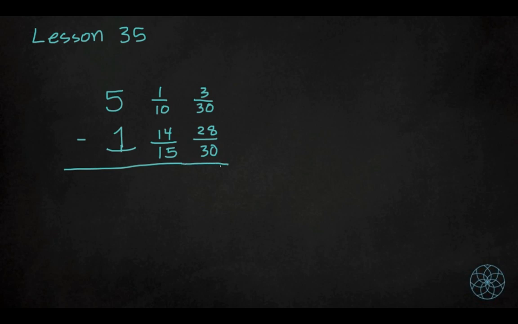So now it seems like it should be straightforward. We have fractions that have common denominators, so we can easily subtract, except what do you notice? Well, we have 3/30 minus 28/30. We can't do that. And so what we need to do is borrow from our whole number. Just like in regular subtraction, when you don't have enough in the ones column, you go to the tens column to borrow. We need to borrow from our whole number.